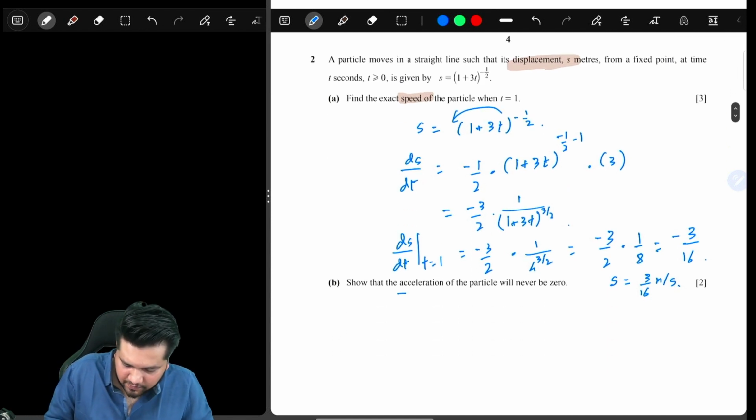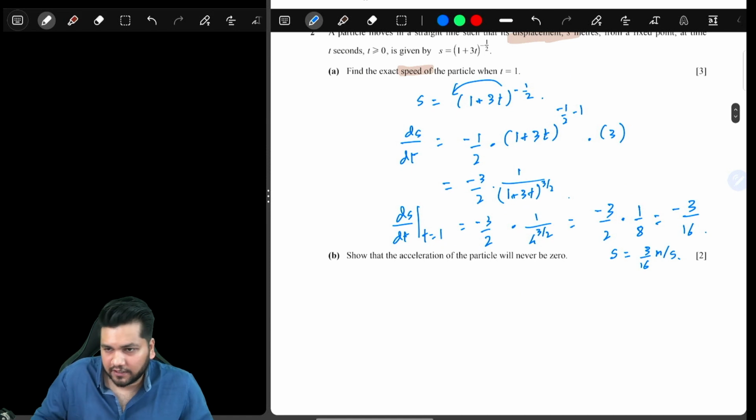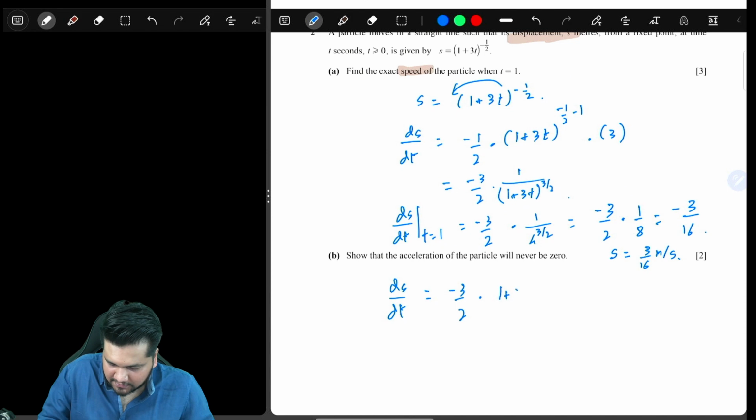Now, the next part is they are asking you to find the acceleration of the particle. Show that the acceleration of the particle will never be zero. So for acceleration, again, you have to differentiate. So it's going to be what? So here, ds by dt was minus 3 by 2 into 1 plus 3t to the power of minus 3 by 2. Correct?